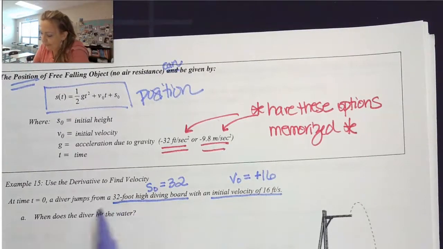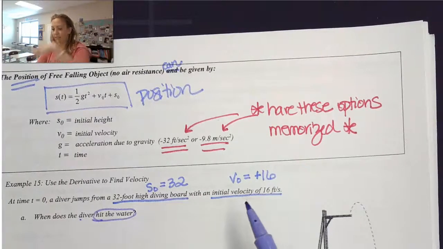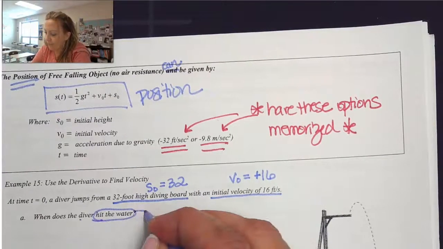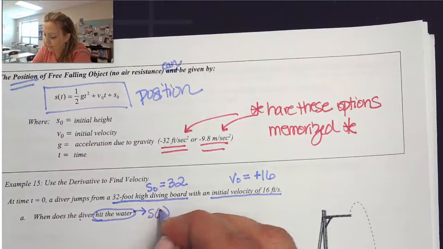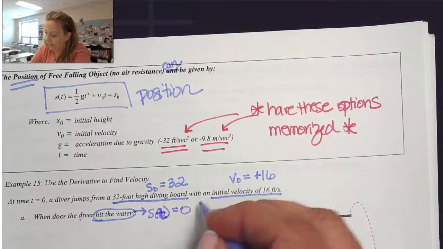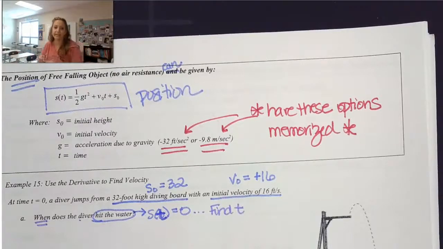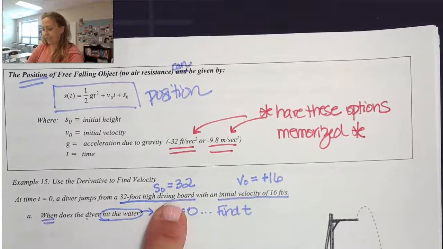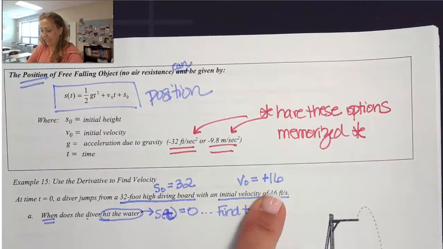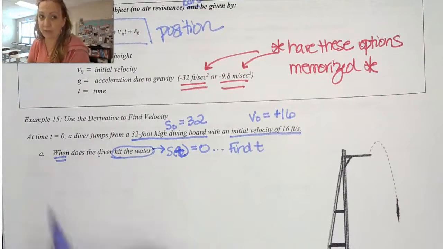And then when does the diver hit the water? If the diver hits the water, that is looking at the end height. And so that's going to tell us what the position is. That the position, S of t, is going to be 0. And so our goal here would be to find t, because it's asking when does the diver hit the water. So our starting position is 32, our initial velocity is 16, and the position that we're looking for is 0. So we can put all of those pieces into the puzzle.